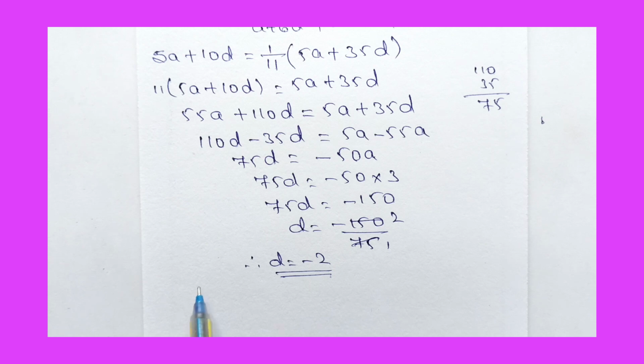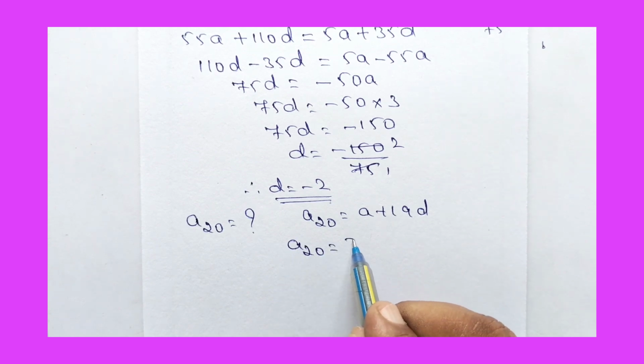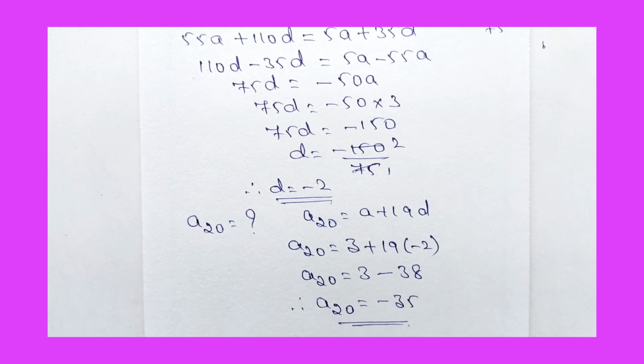According to the question, we are told to calculate the 20th term, that is a20. a20 can be written as a plus 19d. So a20 is equal to a, which is 3, plus 19 into d, which is minus 2. So a20 is equal to 3 plus, into minus is minus, 19 twos are 38. Therefore a20 is equal to minus 35. What is the value of a20? Therefore the 20th term of the AP is minus 35. So like this we have to solve the 7th question. Now let us move to the 8th question.